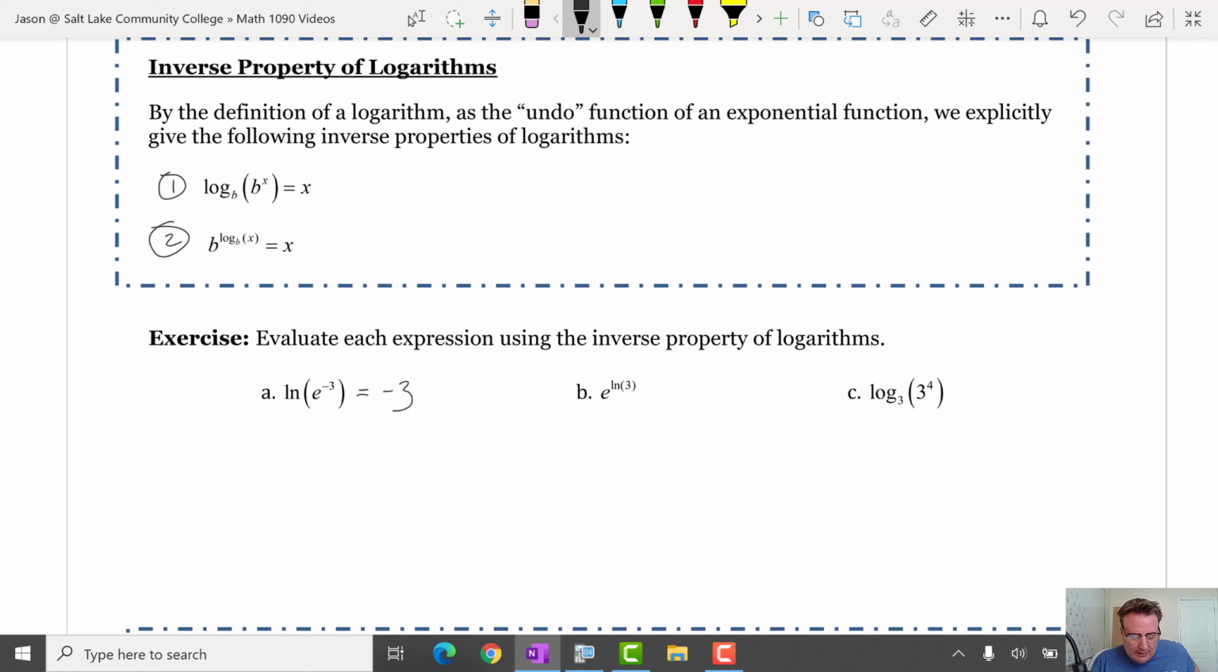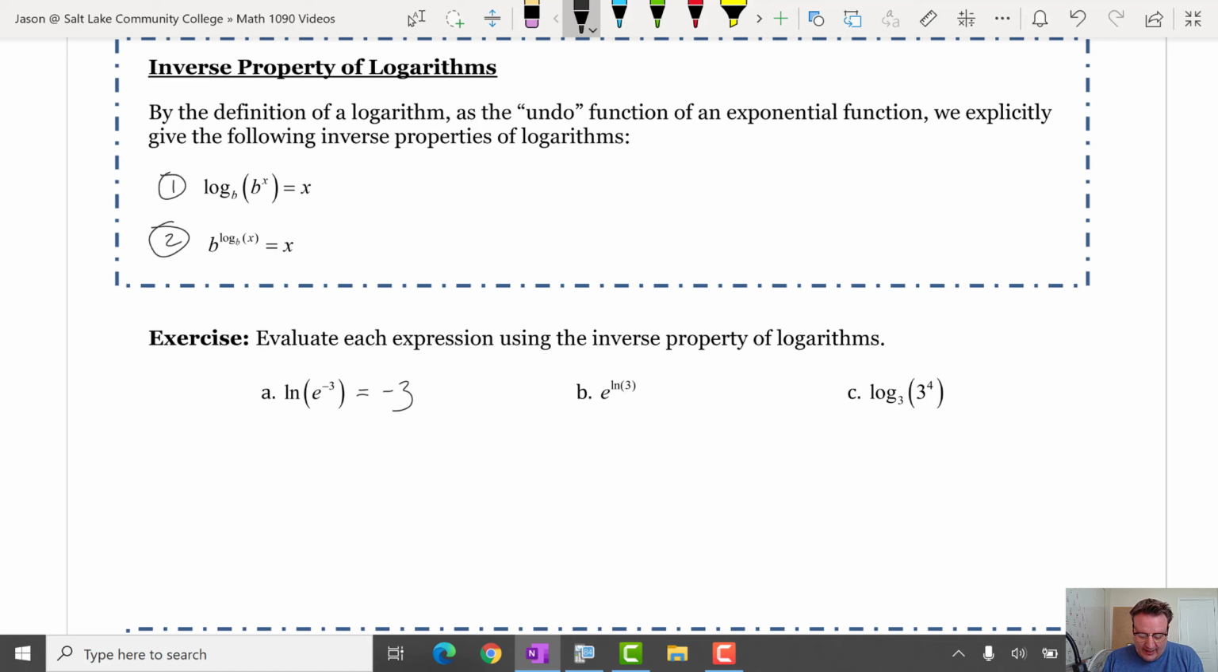Okay, this is an example of the first property of logarithms. It just looks a little different because we don't have the full word log, we have log base e. Okay. How about the next one? Exercise B.